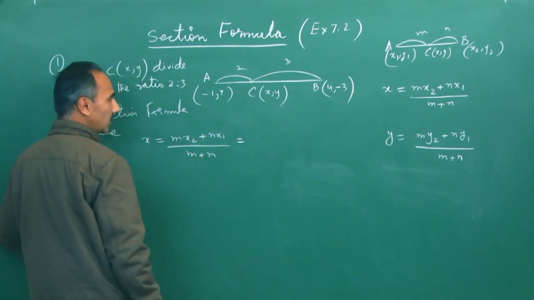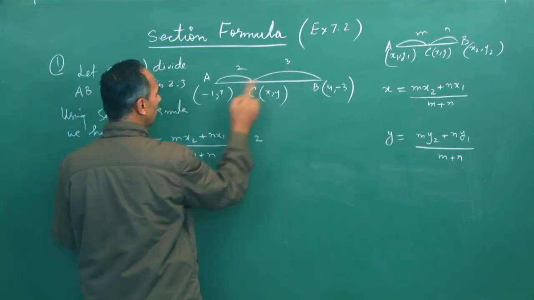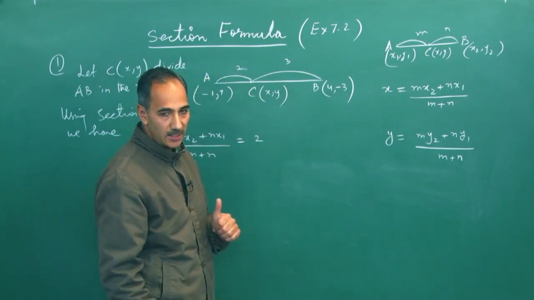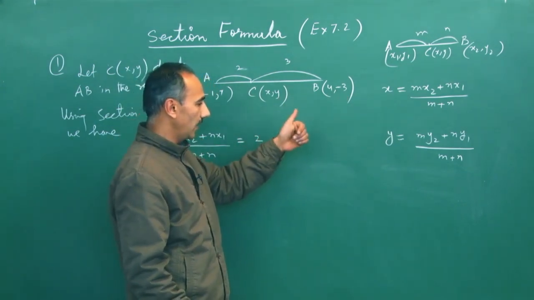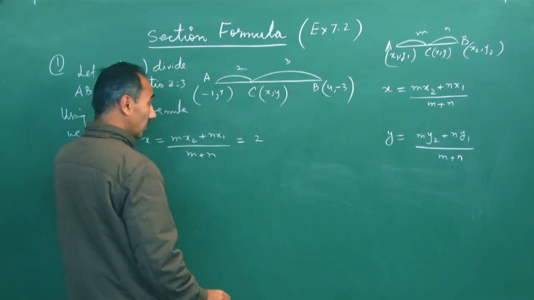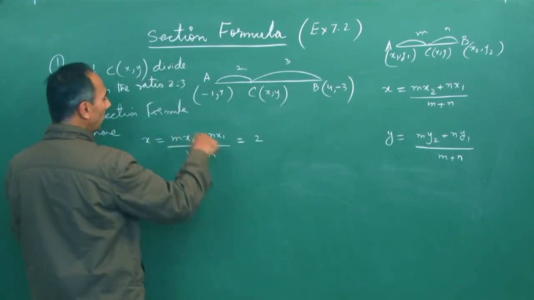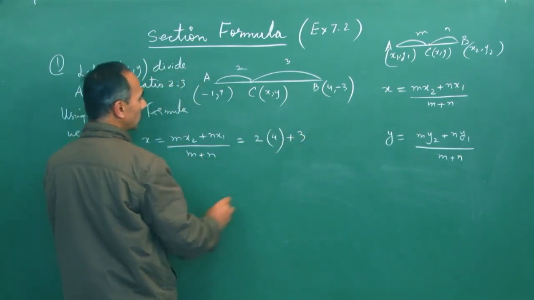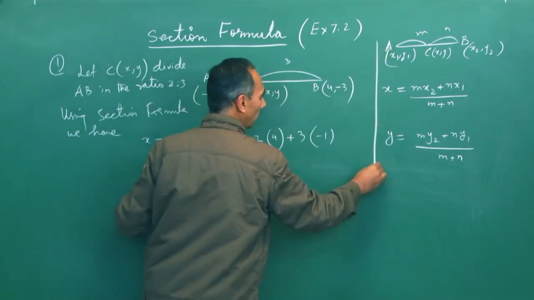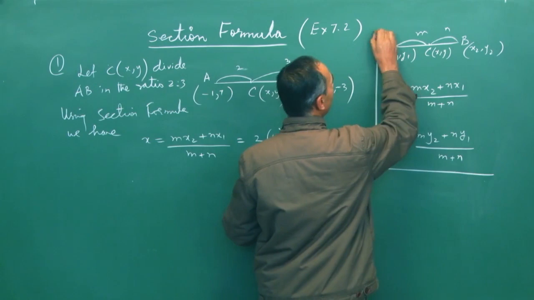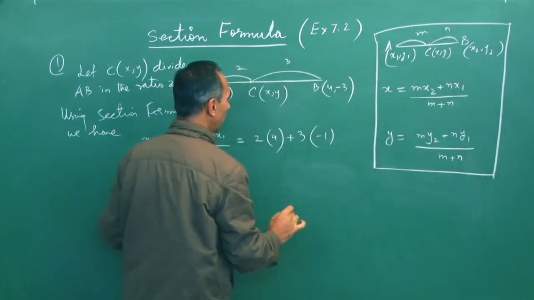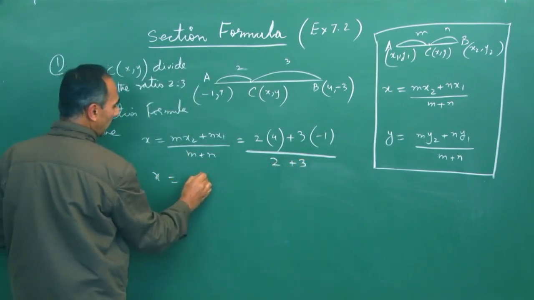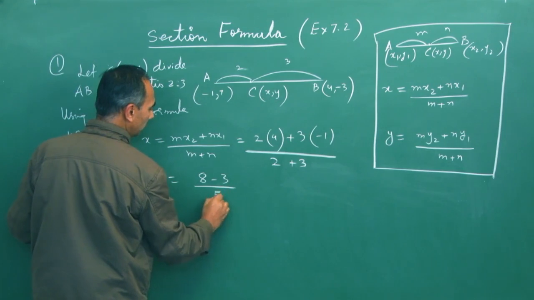Now what is m in this case? It's 2. You could see this is m, this is n. This is x1, this is y1, x2, y2. For x1, y1, go to point A. For x2, y2 go to point B, and for x, y go to point C. So mx2, x2 is 4, plus n is 3 into x1, x1 is minus 1. This is our formula, so we will isolate it this way. Divided by m plus n, that's 2 plus 3. So on simplifying, x will be 8 minus 3 upon 5.